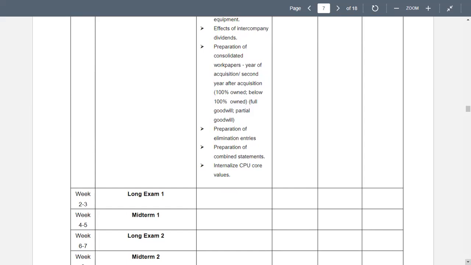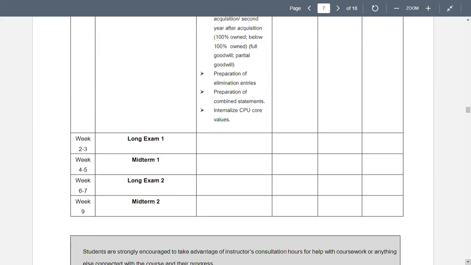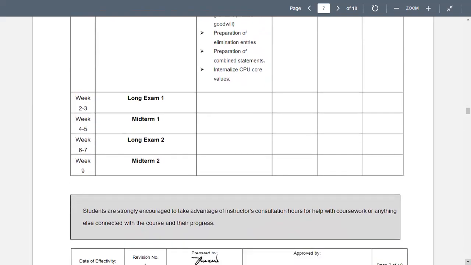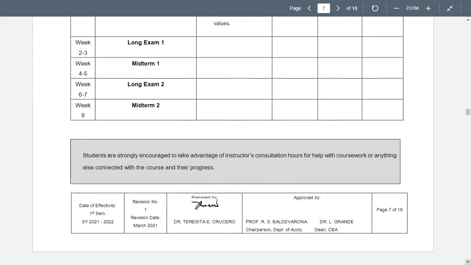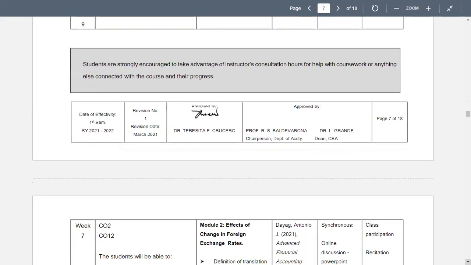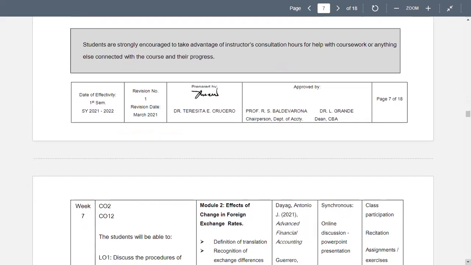your learning objectives, and of course we will have our long exam number 1 between weeks 2 and 3, and our midterm exam will be between weeks 4 and 5. Long exam number 2 will be between weeks 6 and 7, and midterm 2 will be on week number 9, because second term, then there we are going to have the final exams.